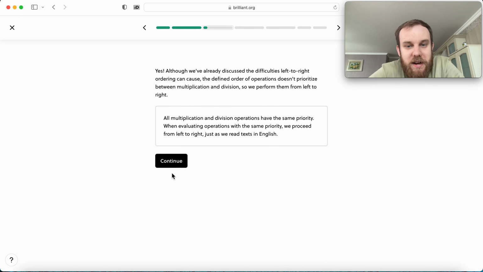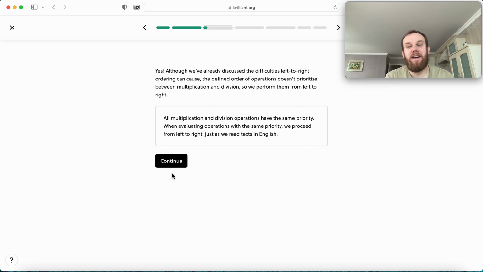Although we already discussed it, left to right ordering is a definite order of operation. It doesn't prioritize between multiplication and division, so we perform them from left to right. All multiplication and division operations have the same priority. When evaluating operations with the same priority, we process from left to right, just as we read text in English.